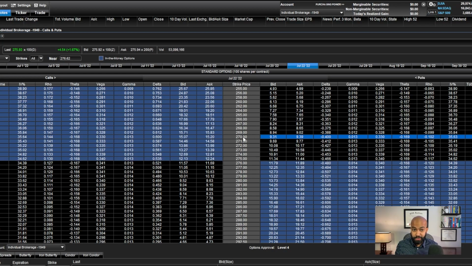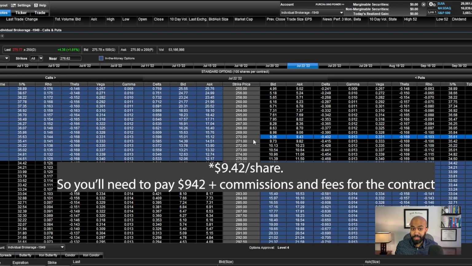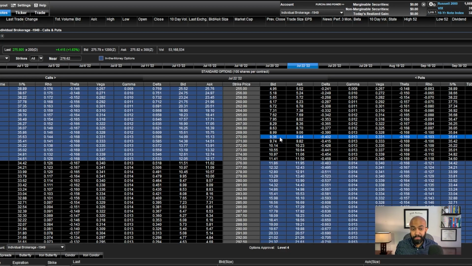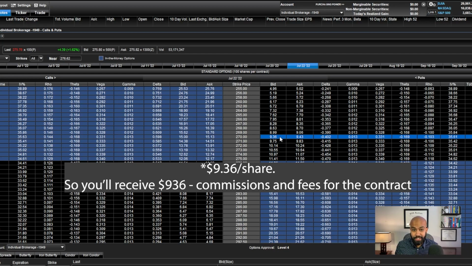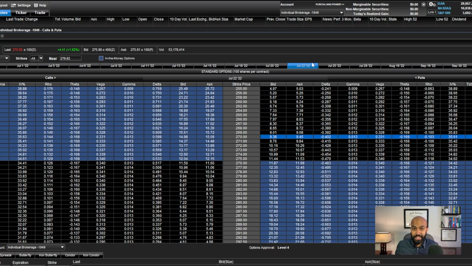If you buy a put option with a 270 strike price, all it means is you have the right to sell 100 shares of QQQ at 270 on or before July 22nd. And to have that right, you need to pay $9.42. If you want to sell the option, you use this number, 9.36. So you're getting $9.36 to accept the obligation of buying 100 shares of QQQ at 270 by this expiration date right here. Great. So again, those are the puts.